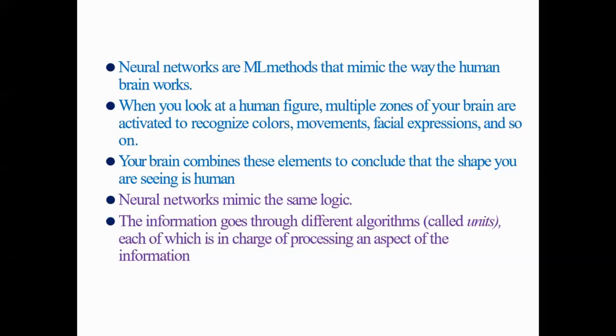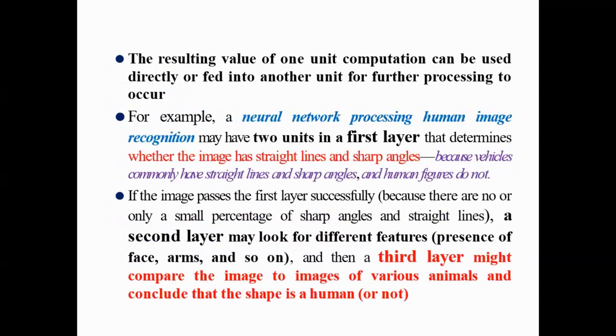So the information in the case of an artificial neural network goes through different algorithms called units, each of which is in charge of processing an aspect of the information. Just like color, one unit; movement, another unit; facial expression, one unit. For each activity, one unit should be there. They will process some information. The resulting value of one unit's computation can be used directly or fed into another unit for further processing.